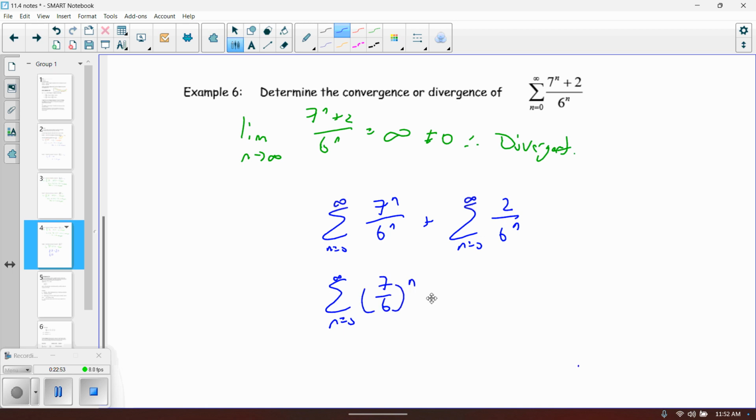That's geometric. By using some of our properties, we can pull that 2 out of the second one out to the front, and what we would have left is the sum of 1 over 6 to the n, which can be written as 1 over 6, the whole thing to the n, which is also geometric. What you end up getting here is a divergent geometric series plus a convergent geometric series. Anytime you have a divergent plus a convergent, the whole thing is divergent. Okay, you cannot have a divergent plus a convergent and have it somehow converge. That doesn't work. So that's a second way to do it.